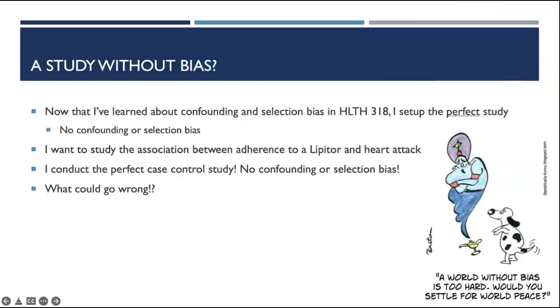So you might be thinking, I've learned about confounding and I've learned about selection bias in 318, so I set up the perfect study, and I don't think there's any confounding or any selection bias in my study. I want to study the association between adherence to Lipitor and heart attack. Lipitor is a medication that people take for their heart, and so I want to see if there's an association between taking Lipitor and having a heart attack. I conduct the perfect case control study, there's no confounding or selection bias, so what could go wrong?